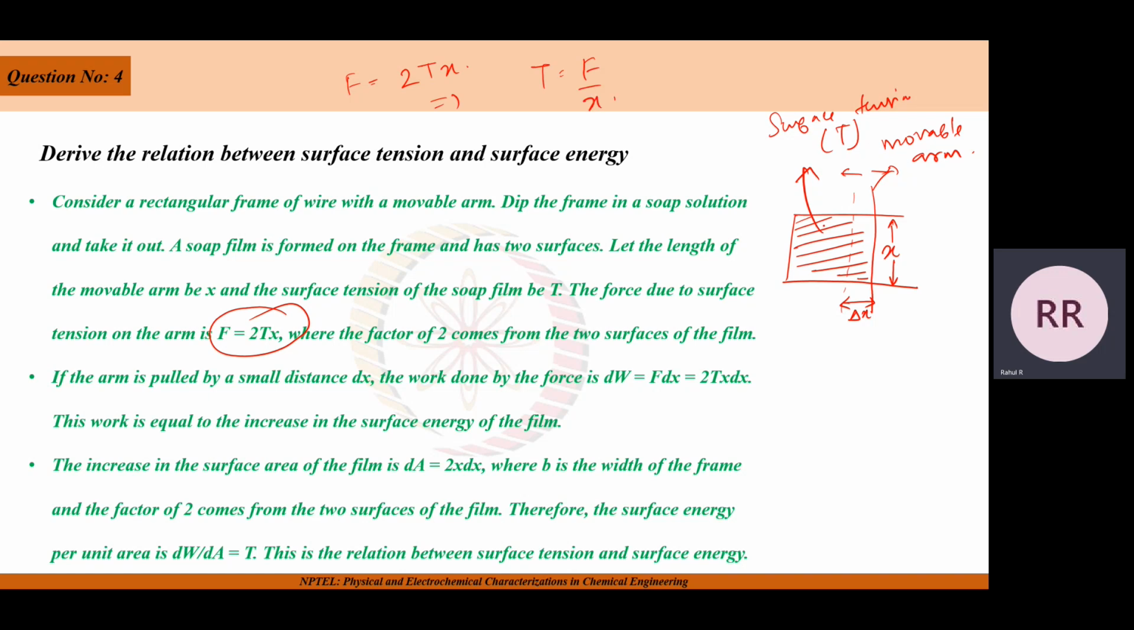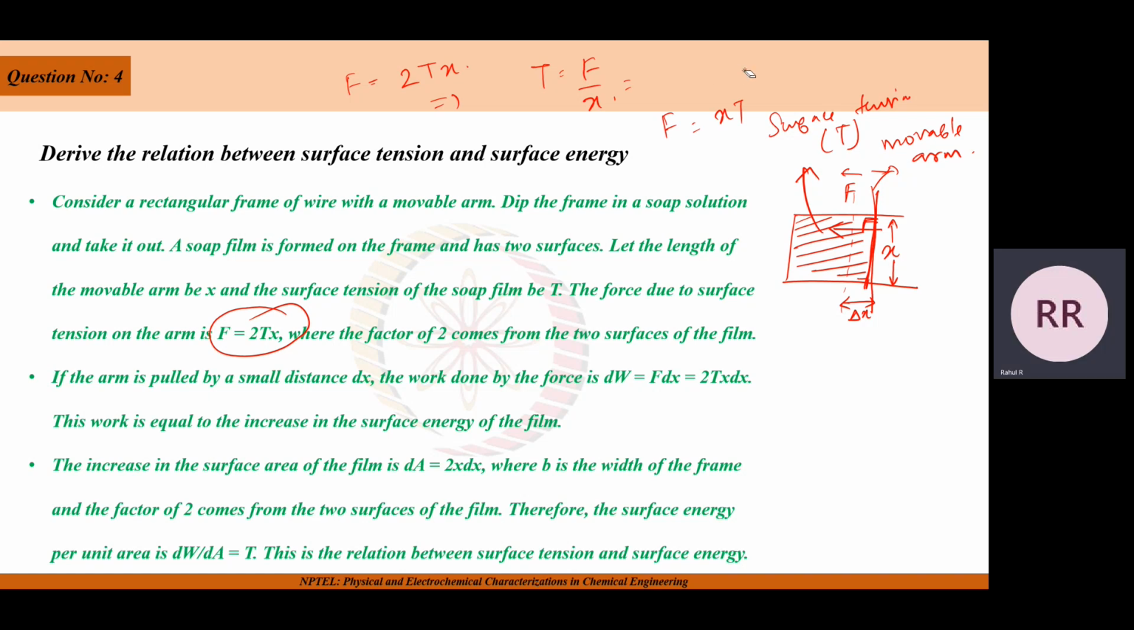So there is a force acting this way. This is the length x, so this is the perpendicular distance. We define surface tension to be the force divided by the length, that is unit length, that is perpendicular to that force. So from this we can write T is equal to F by x. I'm sorry, F is equal to x into T.